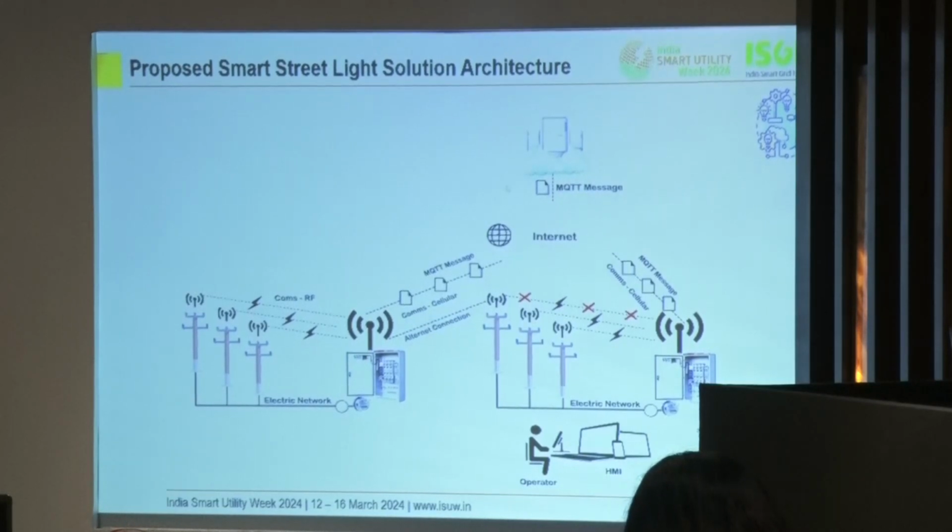For this, we can use any sort of communication protocol. Here I have taken the example of MQTT. You can use IEC 104, Modbus, whatever, depending on the vendor you are dealing with. This is a proposed smart street light solution architecture from my side.